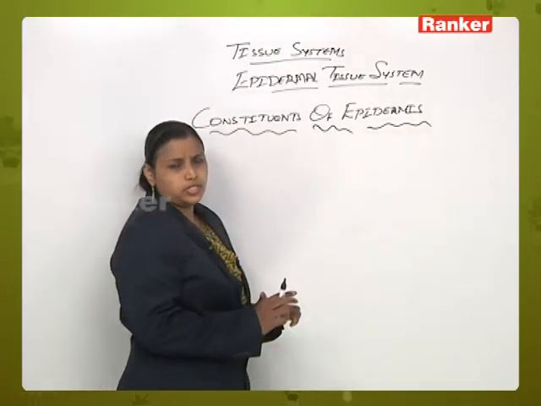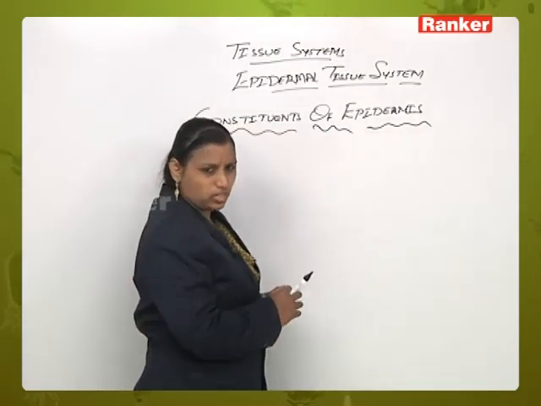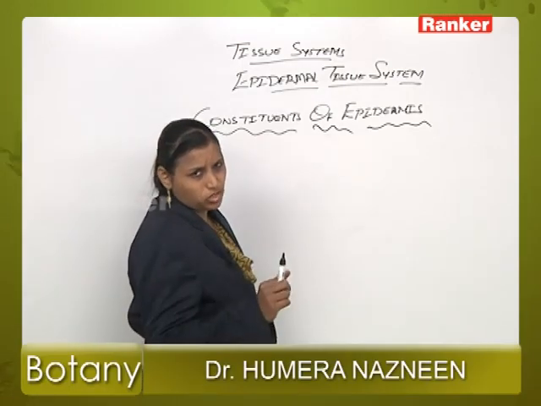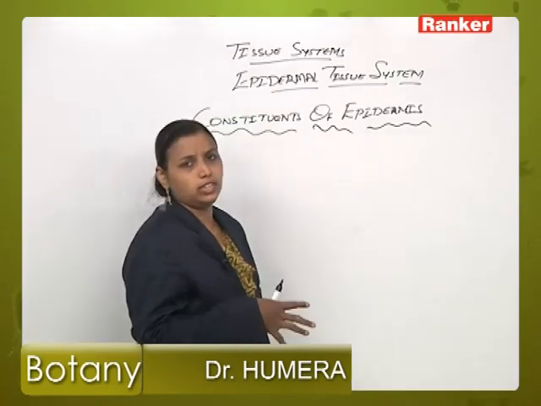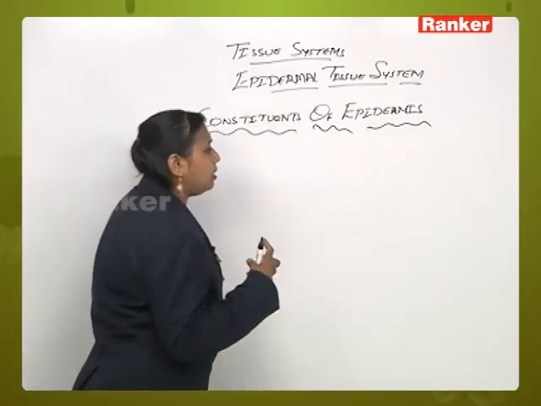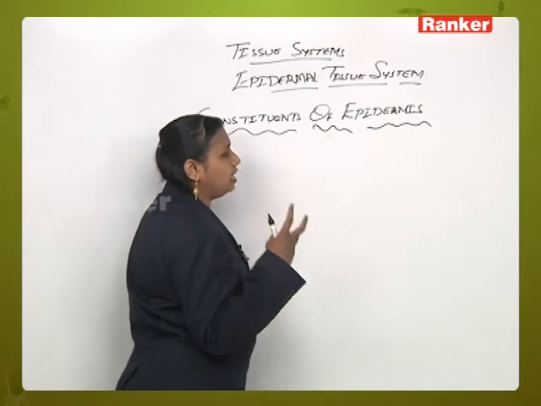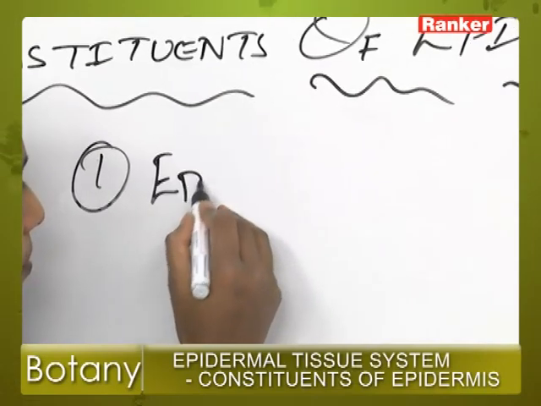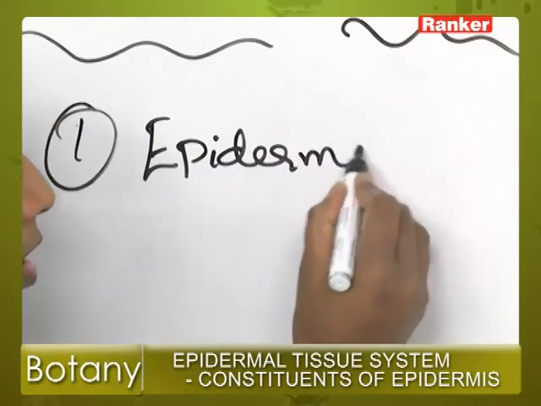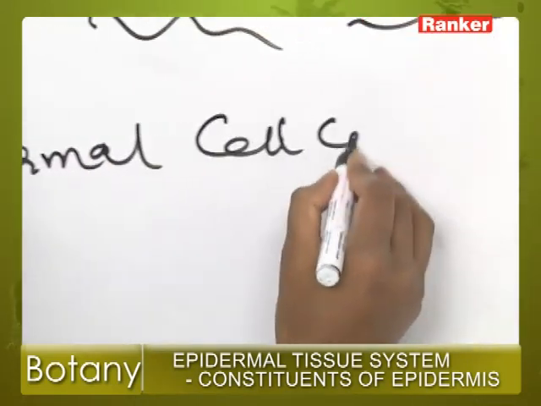Now, what are the constituents of epidermis? What does epidermis consist of? Like xylem, we said xylem vessel, xylem fibers, xylem parenchyma, tracheids, all that. So in epidermis also, the components can be recognized and they are of three types. First one is called the epidermal cell complex.